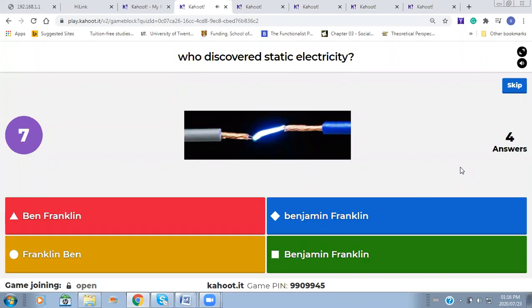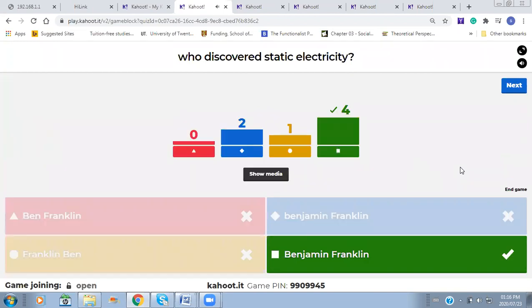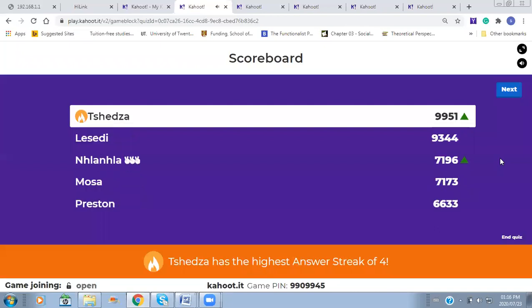Let's get going. There we go. It was Benjamin Franklin. Four of you got that right. And let's see who was the first person to answer among the four. Teza was the first, followed by Lesedi, Plantler, and Mosa. All right. Teza has overthrown Lesedi, and Teza has the highest answer streak of 4.